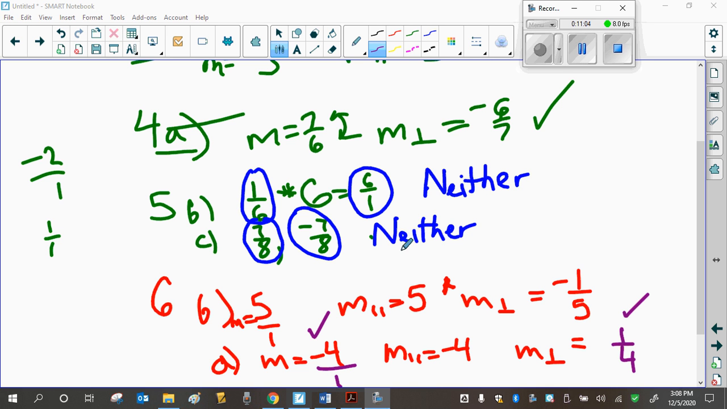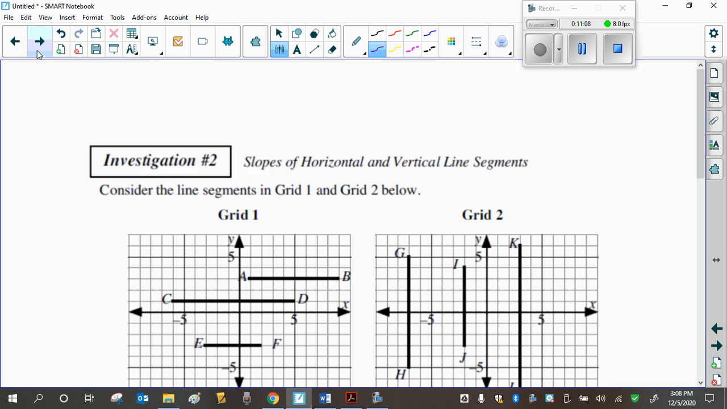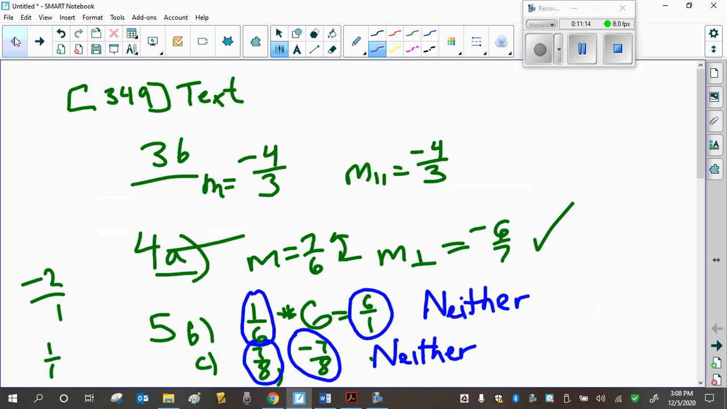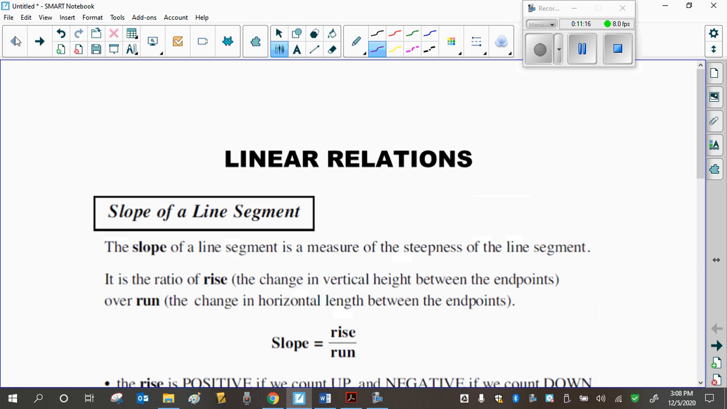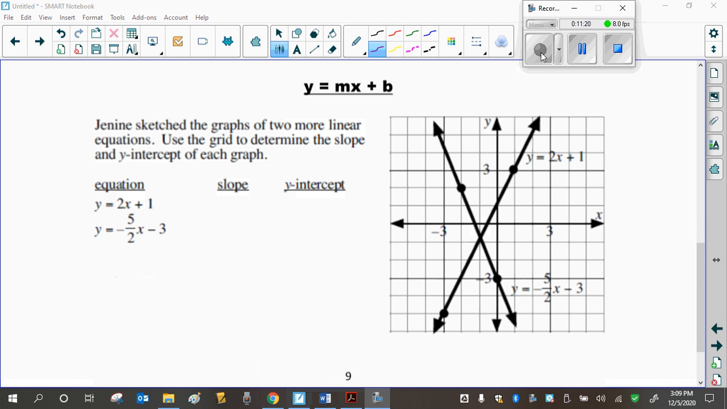Okay, new stuff. We're on page 9, my friends, page 9. And we're doing y equals mx plus b. Okay, here we go. Let's do the first one together. And the second one, you do it like we did it together here.